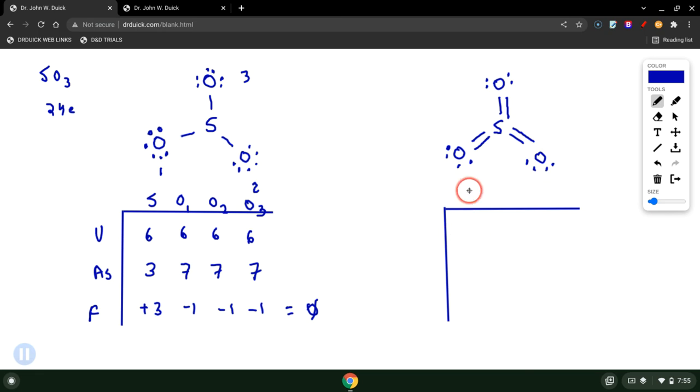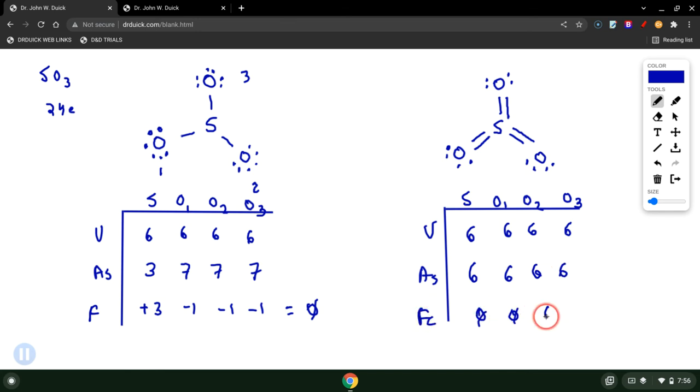So once again, sulfur, O1, O2, O3. My valence for these things is still the same: 6, 6, 6, 6. And then I'm going to look at my assigned electrons. 1, 2, 3, 4, 5, 6. Right? Well, let's do sulfur first. 1, 2, 3, 4, 5, 6. These are all the same, 6, 6, 6. Formal charge? 0, 0, 0, 0. My net equals 0.